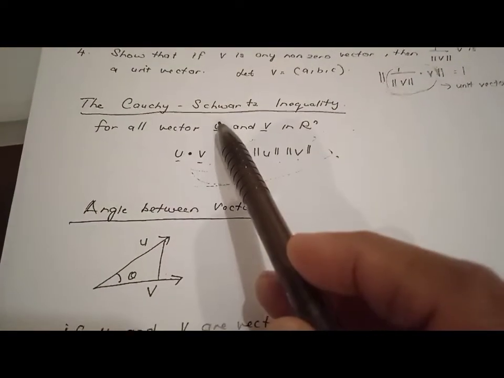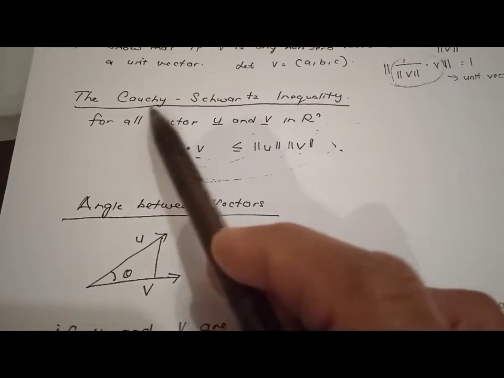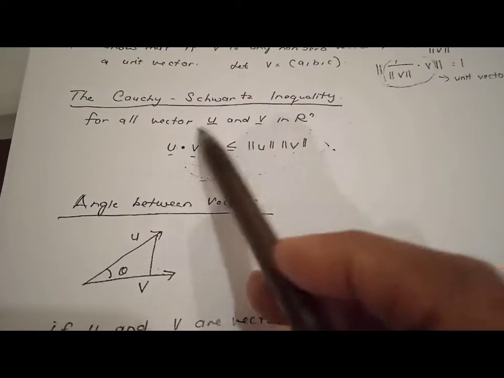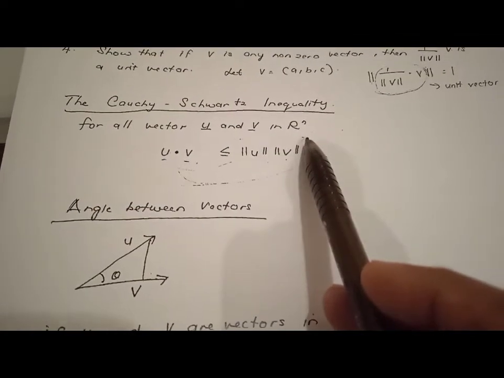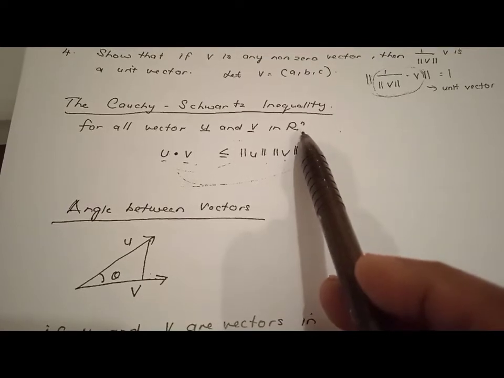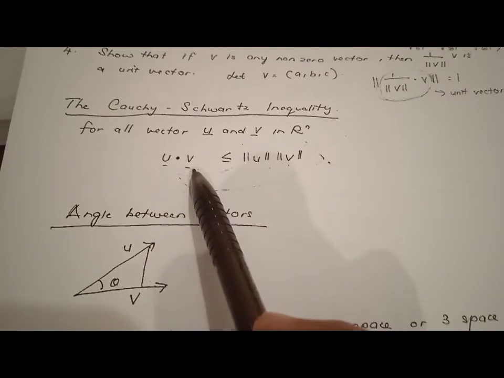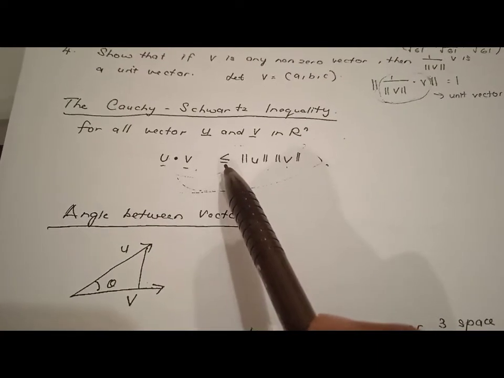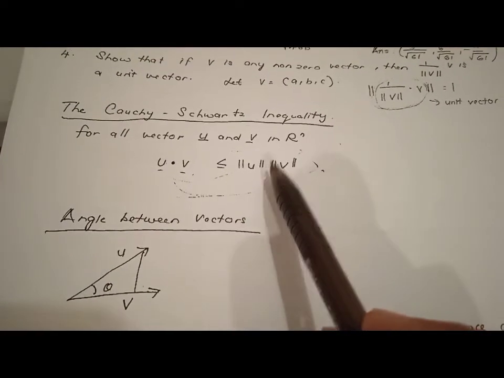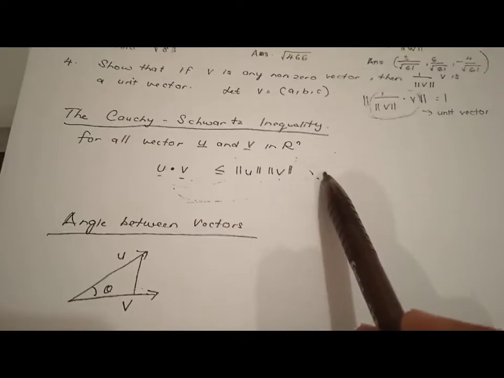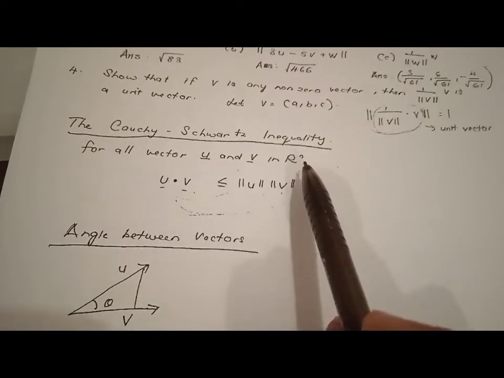Okay, the Cauchy-Schwarz inequality. This theorem of Cauchy-Schwarz inequality says that for all vectors u and v in R^n, in n-dimensional space, the u dot product v is always less than or equal to the product of the length of u and the length of v. So this has been proven, and this is called the Cauchy-Schwarz inequality.